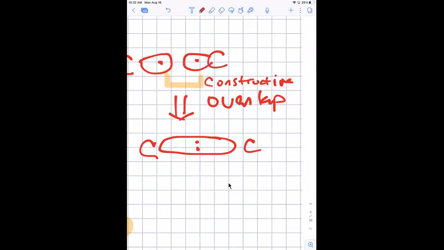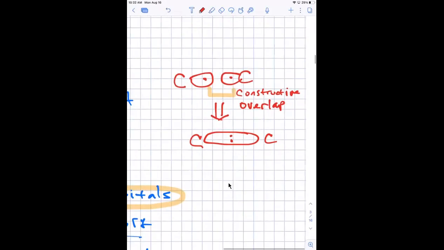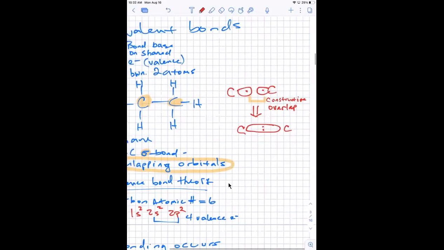So this is constructive overlap. That's what you get when you take two orbitals and overlap them to share electrons. You get what's called constructive overlap. I'm going to talk about why the term constructive versus destructive is important, because if the orbitals don't have the same signs, then they can't overlap.